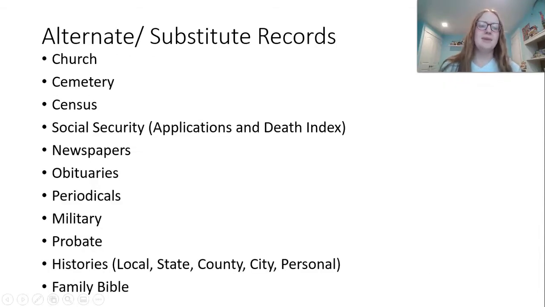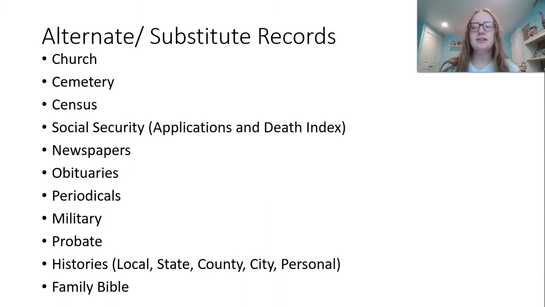So, if you are looking at a time period before one of those dates that you saw on the previous screens for birth, marriage, or death, you can use alternate or substitute records. These tend to contain the similar or same information as you would find in a vital record. These are just other ways to get it.